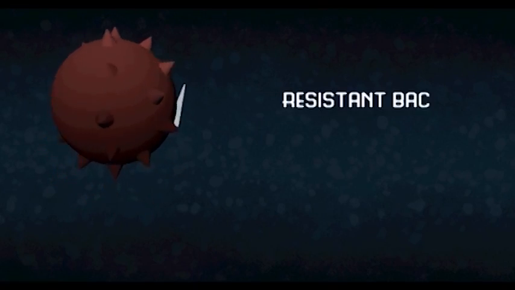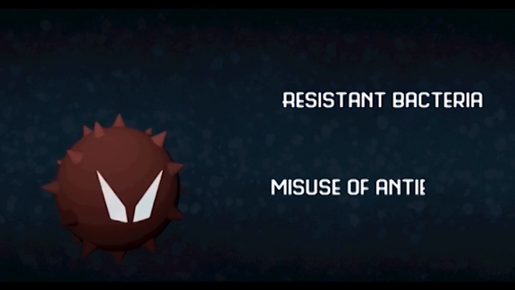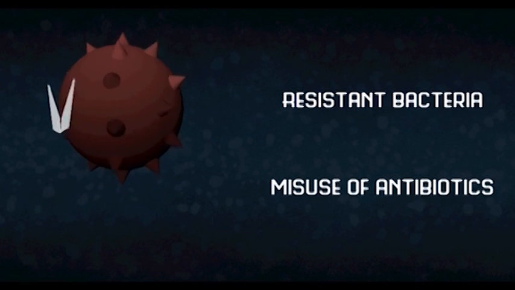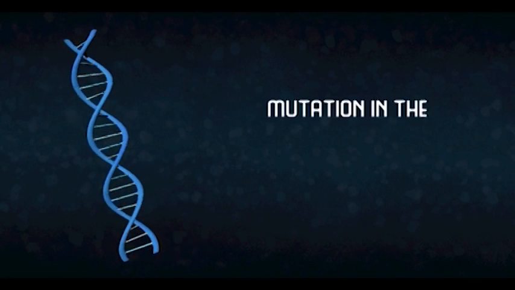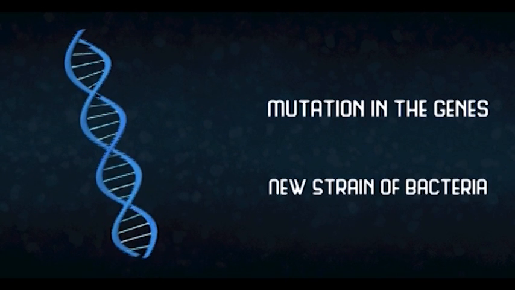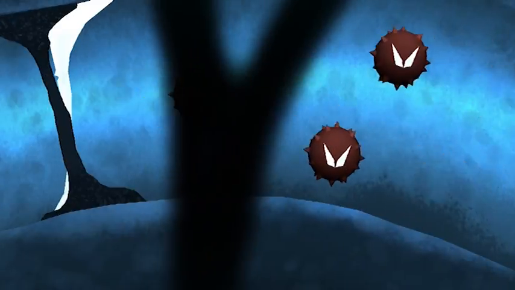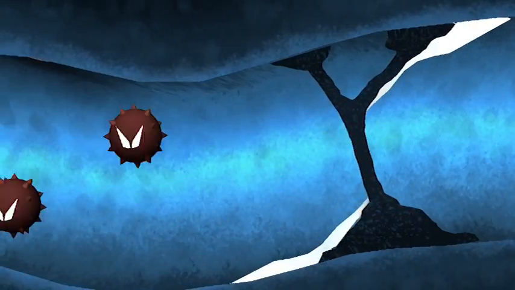This is a more resistant bacteria cell. As a result of not completing the course, the host has given this bacteria an opportunity to mutate by picking up DNA from dead cells and the misuse of antibiotics. In this DNA, a mutation occurs in the genes, creating a new strain of resistant bacteria and therefore a different type of DNA.